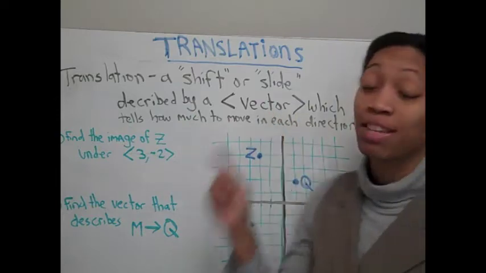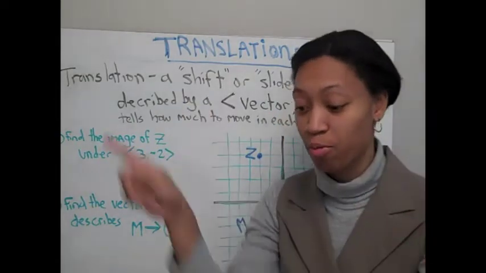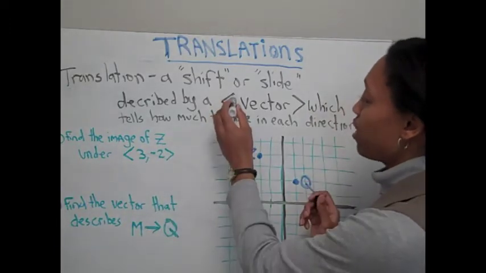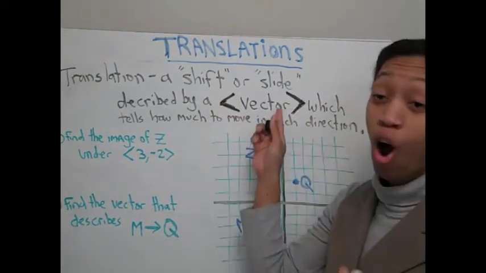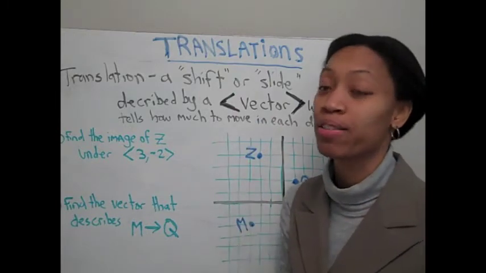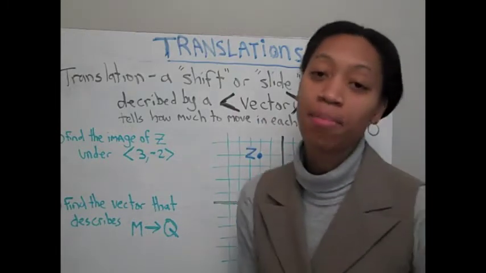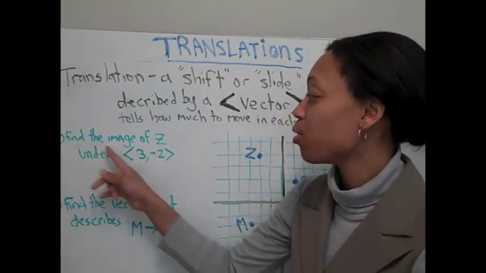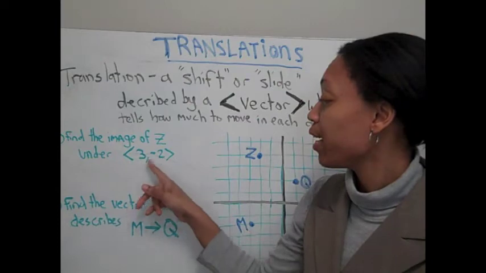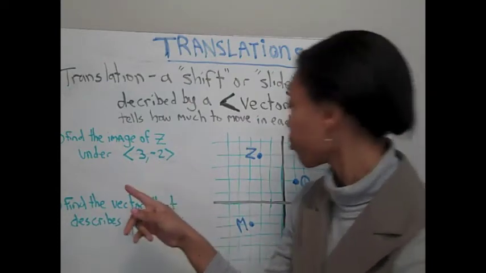And how you know it's a vector is instead of having parentheses on the side, it has these arrows on the side. So these arrows here are what lets you know that it's a vector and not just a point. So, for example, find the image of z under the vector 3, -2.